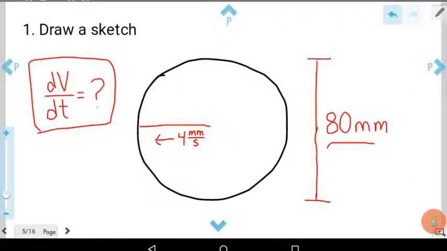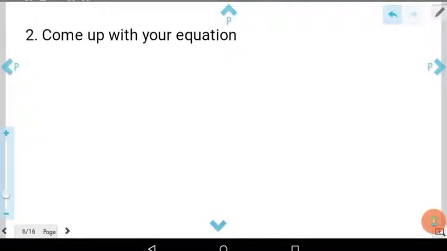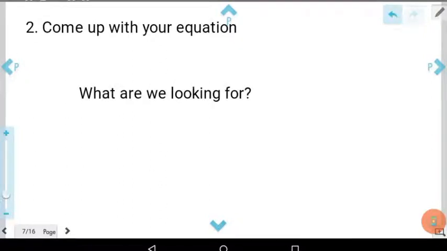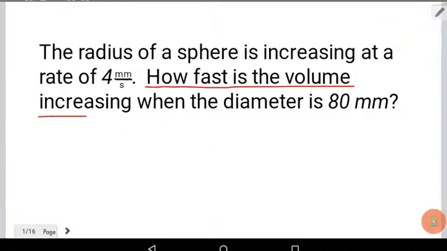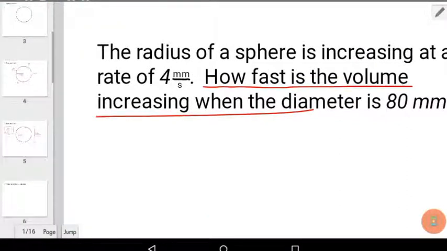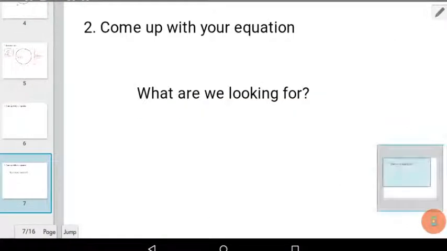So now that we have our sketch, we want to come up with our equation. When we're doing this, there's a couple things I like to think about. The first being, what are we looking for? What is our question asking us to find? If we look back at our question, you can pretty clearly see the question is asking us how fast is the volume increasing, right? So we need to find the rate of change of the volume. How fast is something changing is basically just saying what's the rate of change of that thing.